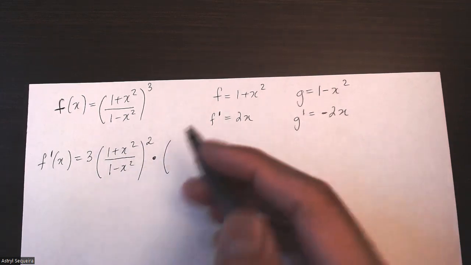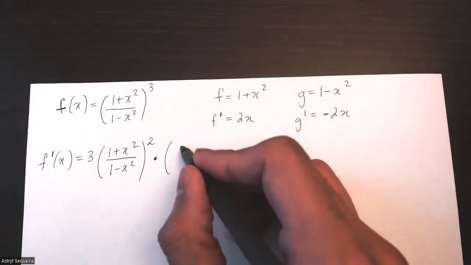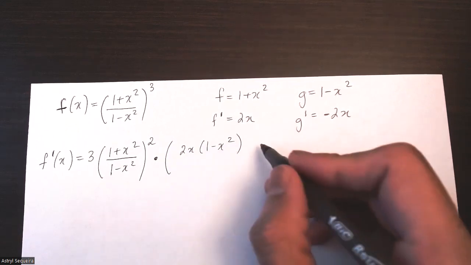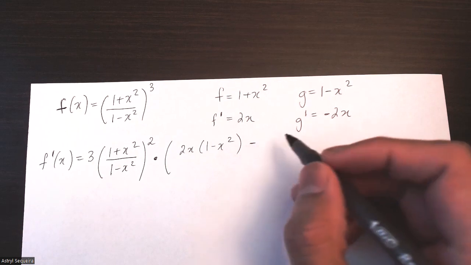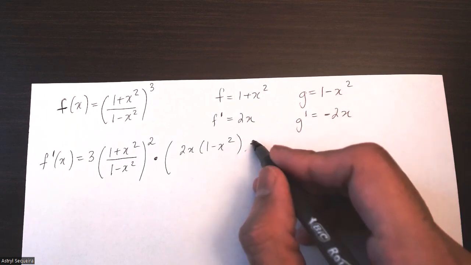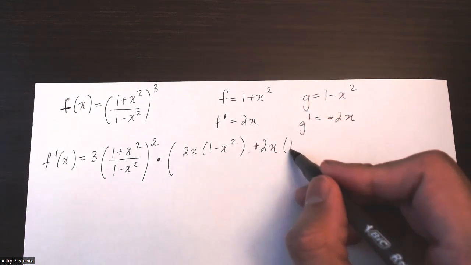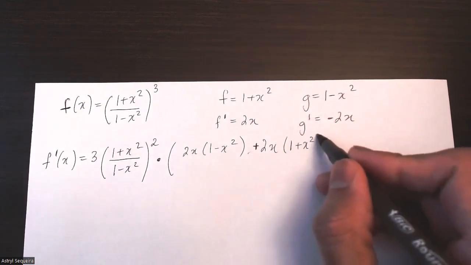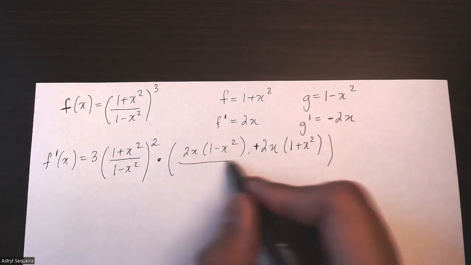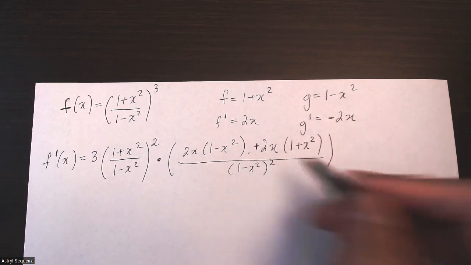So the derivation of the inside here now is the quotient rule, so that's what I'm going to use this for. Quotient rule is f prime times g minus g prime. So negative times negative is going to make it positive, times f, which is just 1 plus x squared. And then you want to divide this all by g squared. So divided by 1 minus x squared squared.